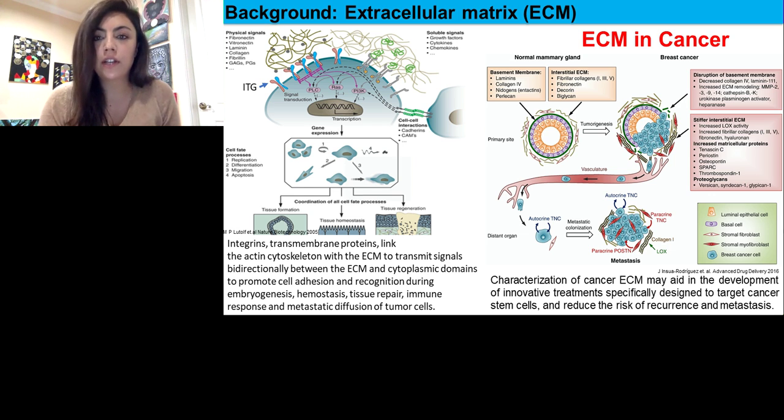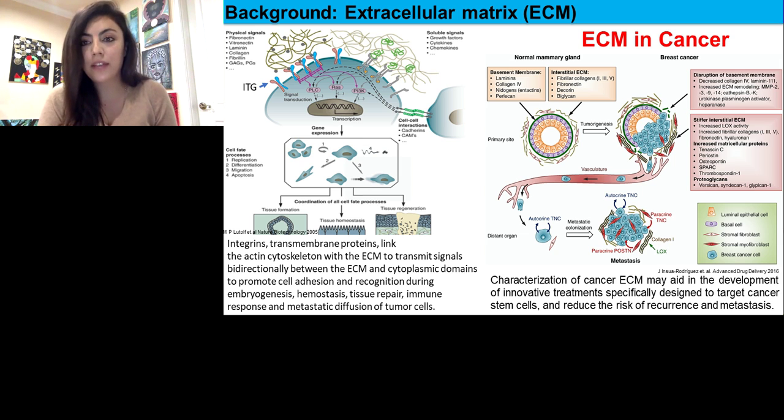In particular, the extracellular matrix also plays a role in cancer. For example, in normal mammary glands, we have the basement membrane, which is composed of laminins and collagen 4, and also the interstitial extracellular matrix, which is composed of fibril collagens such as type 1, 3, and 4, and fibronectin.